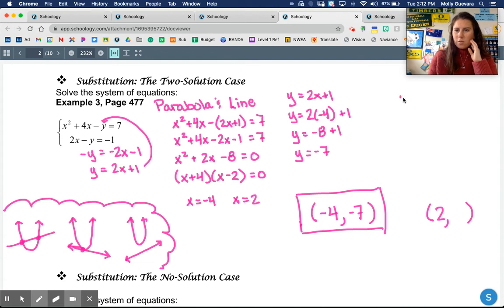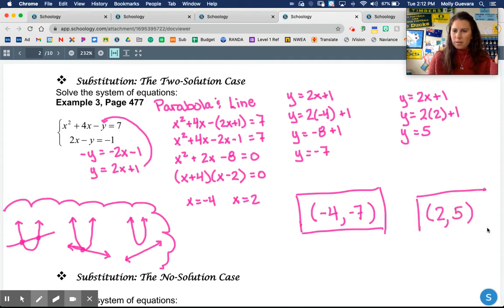Now let's find the other one by using the point 2. So I'm still going to use that 2x plus 1, but now I'm just going to plug in 2 instead. So y equals 2 times 2 plus 1, right, which is 5. So 2, 5 is the other point. So in this case, there's two solutions. And so that tells me it's this guy, right? And one of the points is negative 4, negative 7, and the other point is 2, 5.